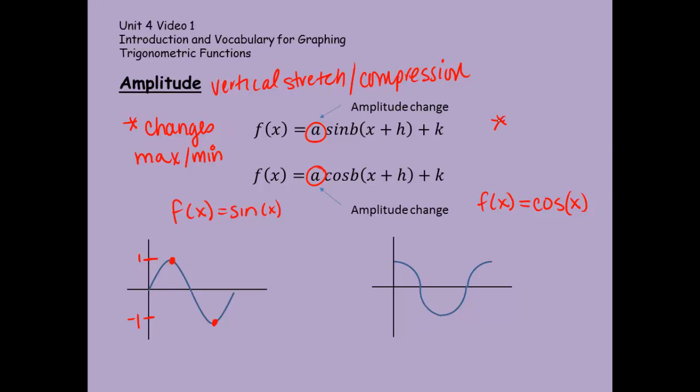The other thing that this amplitude does then is it changes our range. So if we look at our range for both of these, the high point is 1 and the low point is -1, making our range between -1 and +1 inclusive. If we were to change this amplitude, then this value would change because our numbers would either get shorter or they would get much larger, and they would end up looking like this, or like that. So that would definitely change our range.